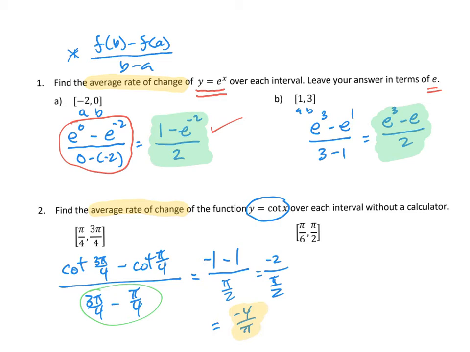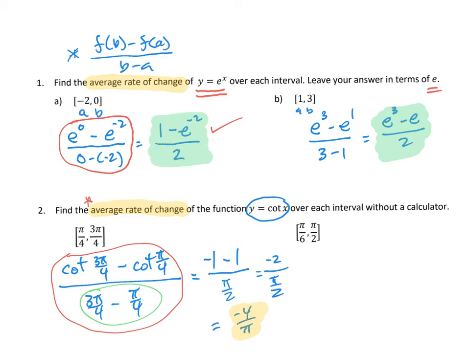But just keep in mind, if you were able to write out the f of b minus f of a over b minus a, then you've done the new stuff. You've done the average rate of change. You just need help simplifying. Very similar math down here on this end.